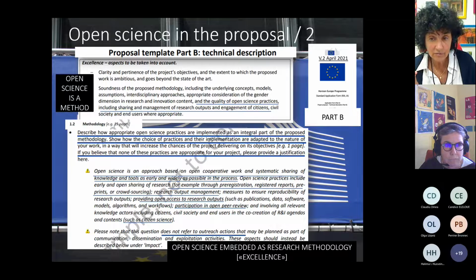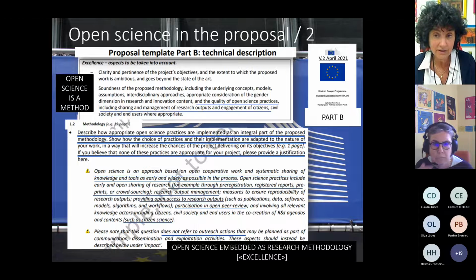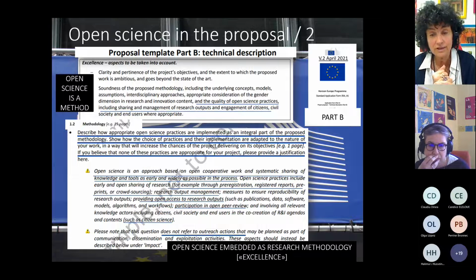It's clear, the program guide is clear. You have to adapt the open science practices, and rightly so, because it's a methodology. It's not something void, okay? It's something that you have to embed in your research, and your research should be open by design. That's why the Turing Way is so important.